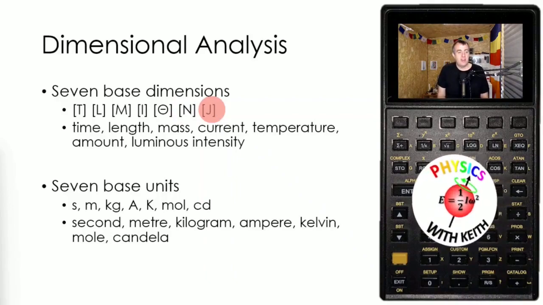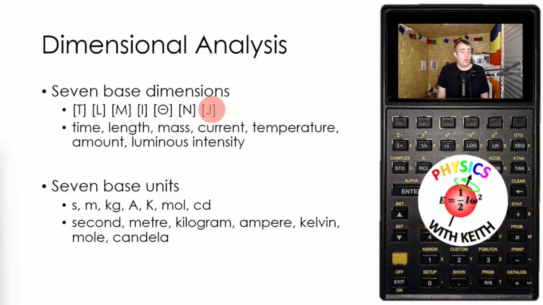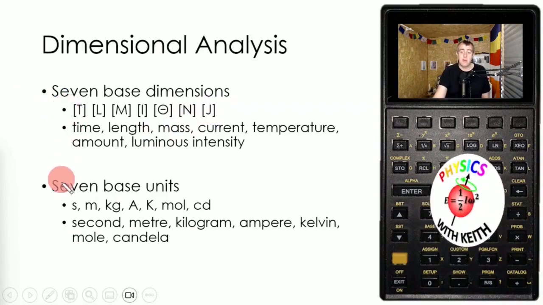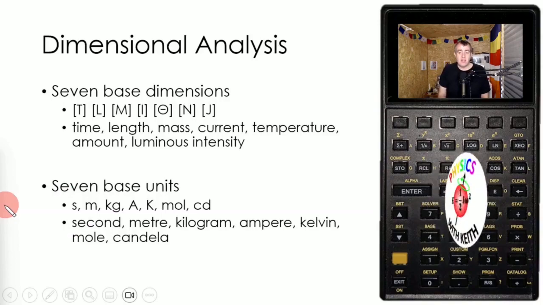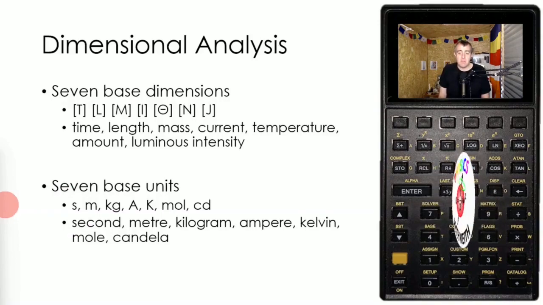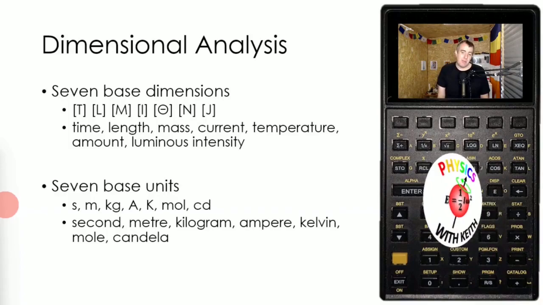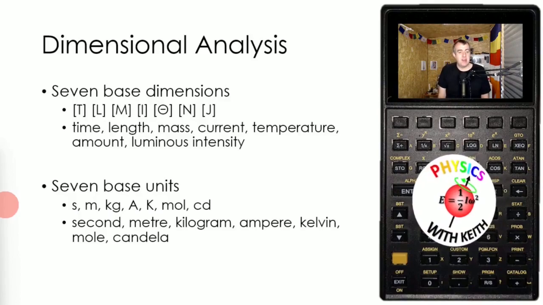Now, each of those dimensions has a base unit, what we call a Système International, or SI unit. This is what the entire scientific community has agreed to use. So time will be measured in seconds, with the lowercase s as the symbol for that unit. Lengths in meters, masses in kilograms, currents in amperes or amps, temperatures in Kelvin. You can use degrees Celsius as well. Amount of substance in moles. And finally, luminous intensity in candela.